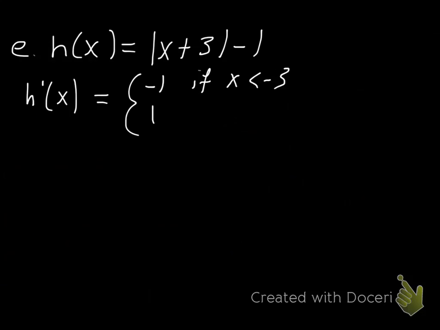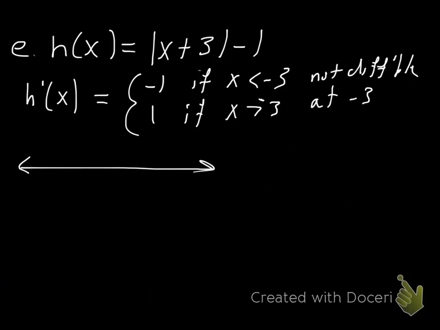If x is greater than negative 3, then we can just drop the absolute value bars, so we don't need to compensate. So the slope is going to be 1. That's if x is greater than negative 3. So it's not differentiable at negative 3, and we've done an example where the left and the right hand limits don't exist. So from the left of negative 3, it's negative 1. From the right of negative 3, it's positive 1. So it's not differentiable at negative 3, but it is still a critical number, so we can check it out.